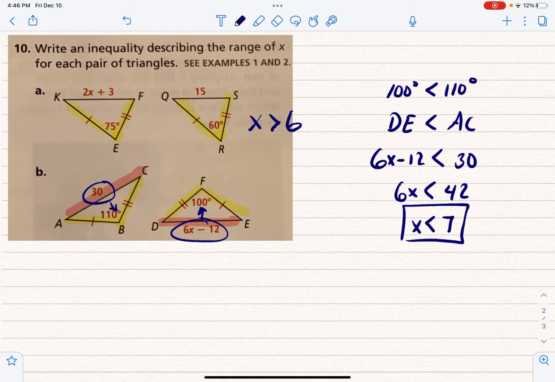Okay? And now, while I've said you've got to see which one's bigger, it really doesn't matter which one's bigger. You just have to know which one is bigger or which one is smaller. You have to know one way or the other. Like in this case, 100 degrees is smaller than 110. And that let me put my x on the left side. We usually like it that way.